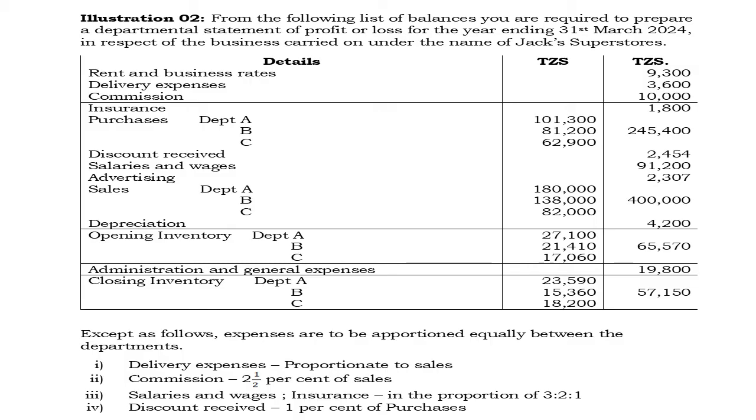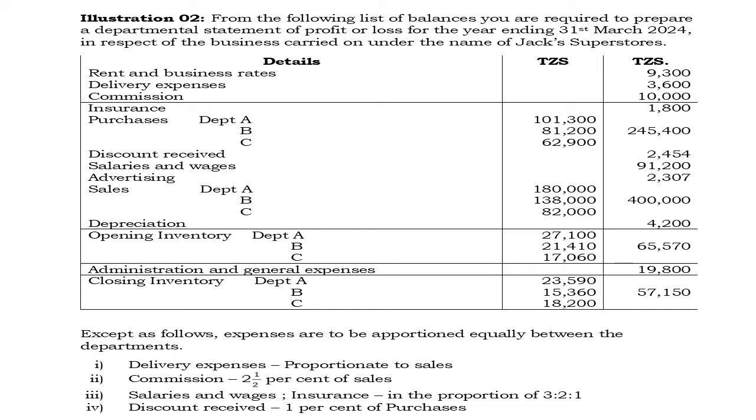Discount received is a single item, and the salary and wages given as 91 is a single item. The advertising is a single item, 2,307. Sales have been given for each department. Depreciation is one item. And the opening inventory is given for the different departments. Administration and general expenses are given as a single item. Closing inventory is also given as a separate item for each department.